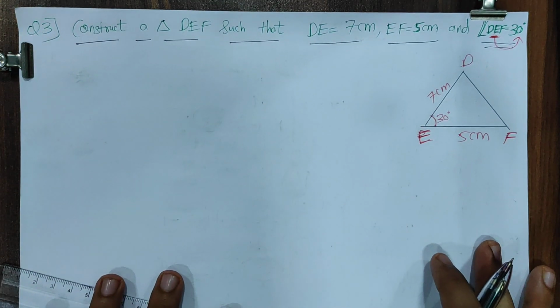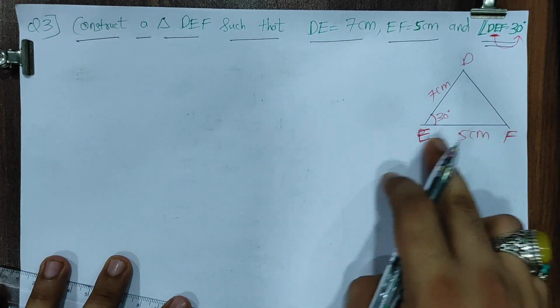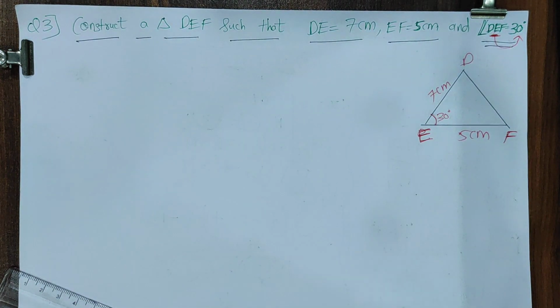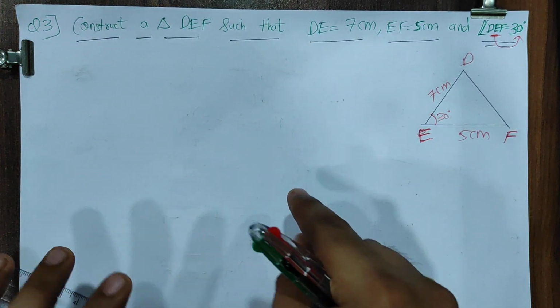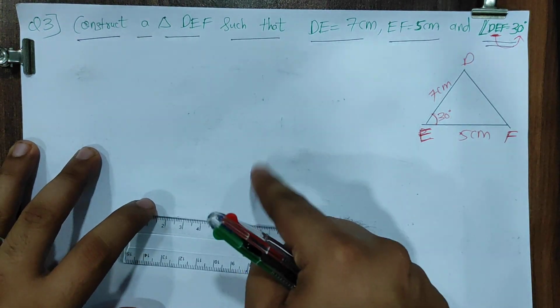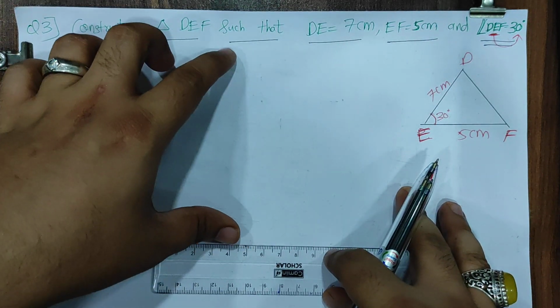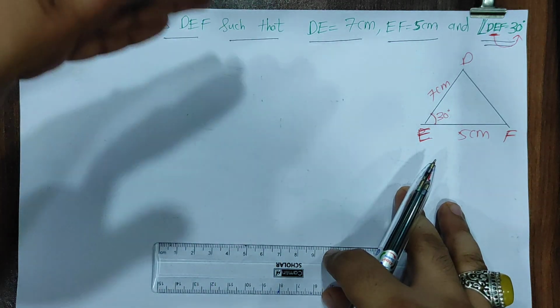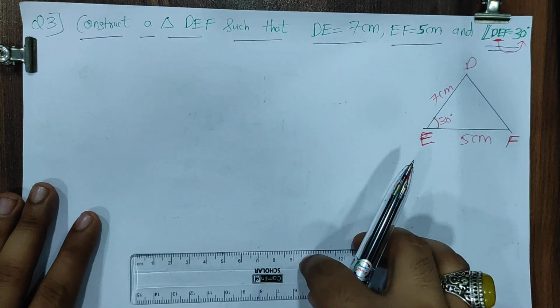How do we proceed? The first thing we should do is draw the base, base EF. It's 5 centimeter. Now you have ruled lines in your notebooks, so don't draw the line in the gap between two ruled lines. Draw on any one of the ruled lines. Leave sufficient space at the top because the diagram will extend more at the top, so you should go near the bottom of your page.